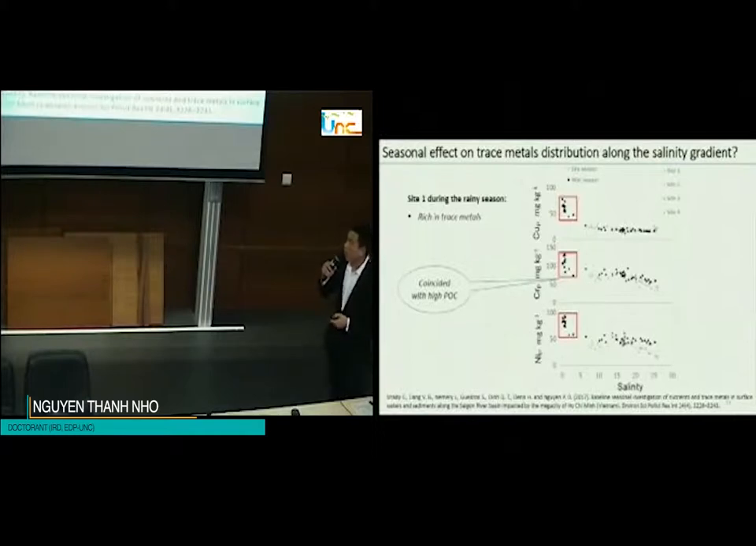Furthermore, the water at Taiwan during the rainy season was rich in trace metal. An elevated concentration of particulate copper, chromium, and nickel coincides with the high particulate organic matter, as also observed in the Saigon River by a 2017 study, suggesting that organic matter may be an important factor affecting trace metal distribution and partitioning in the estuary.